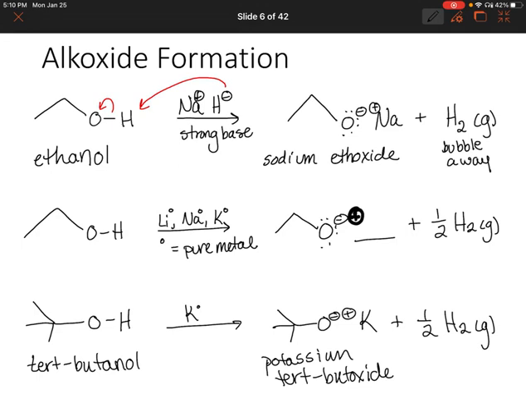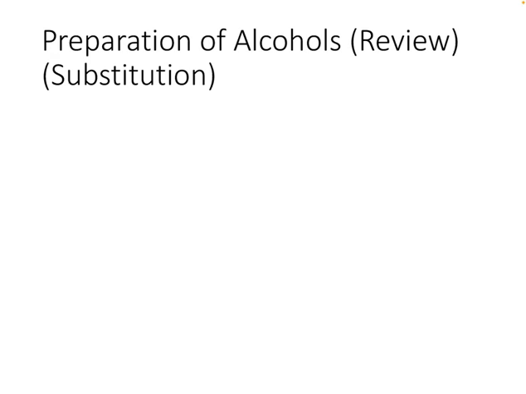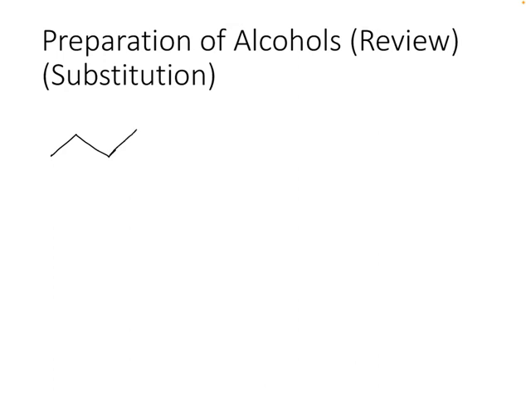All right, so now let's just review really quickly how to prepare alcohols. And we're just going to go over substitution reactions. And then on the next slide, we'll go over some of the reactions we've learned this quarter. So last quarter, we talked about SN2 and SN1. So we could start with a primary alkyl halide, or we could start with a tertiary alkyl halide.